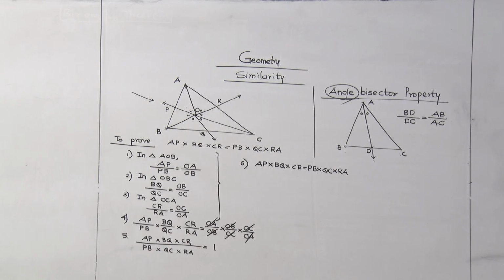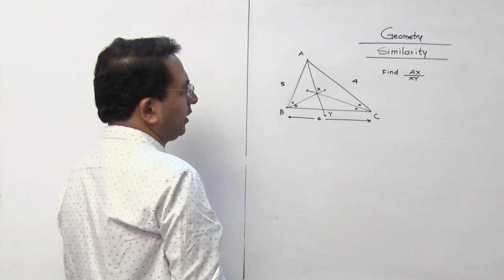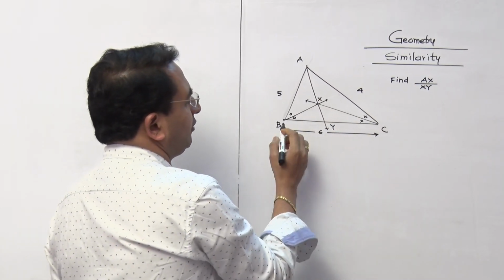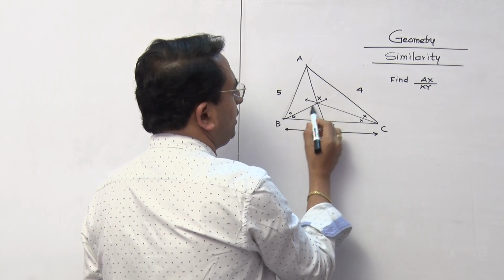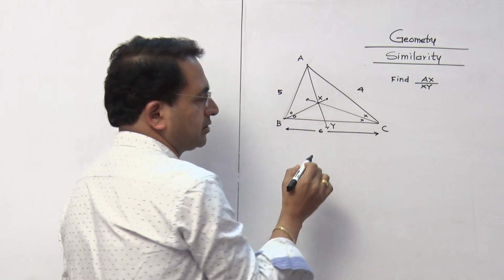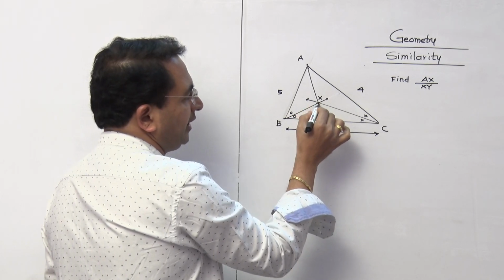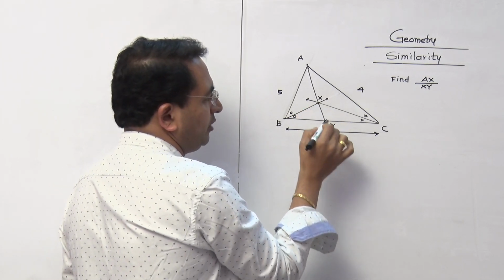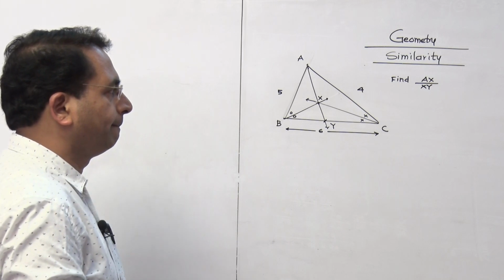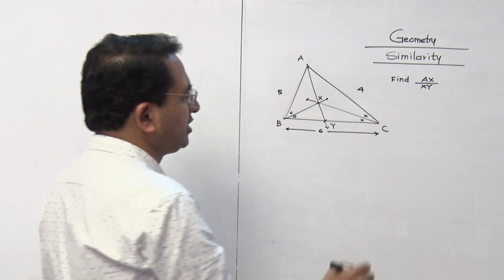We'll go for the next question now. See, we are going to take one more sum of this particular topic based on angle bisector property. Now they have given one diagram like this. They have given the information that the angle bisector of angle B and the angle bisector of angle C meet each other at point X. And they have drawn a line through X till it intersects the line BC at Y. So we have to find the value of AX upon XY. Now the proof, as far as this angle bisector property is concerned, is very easy.